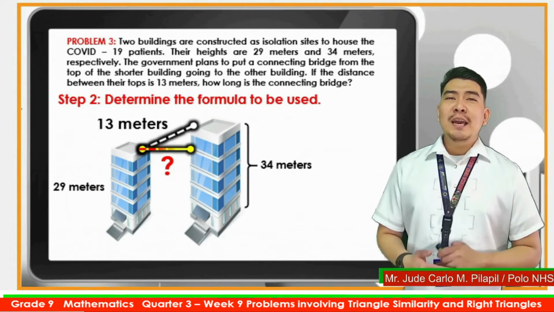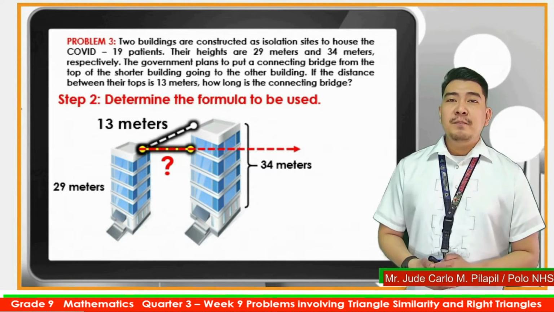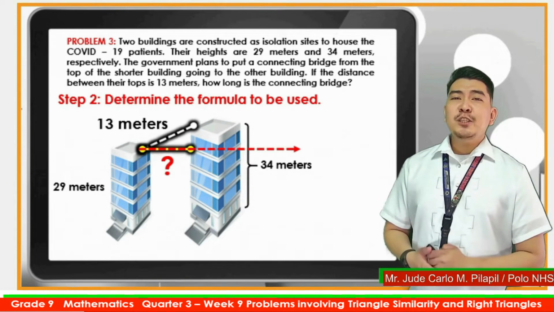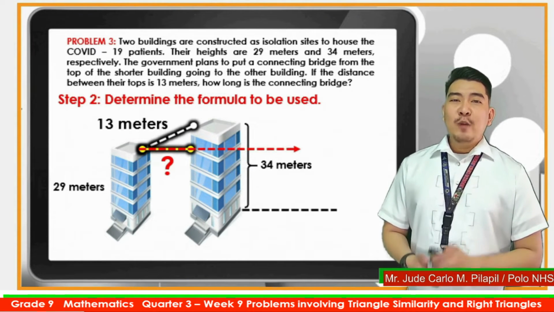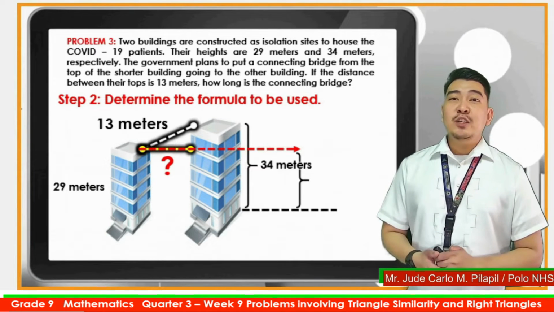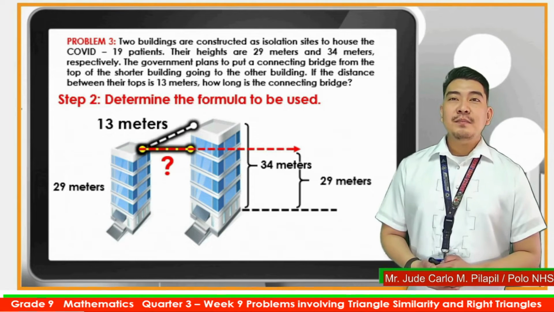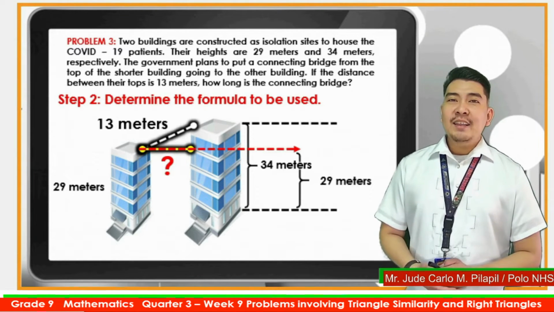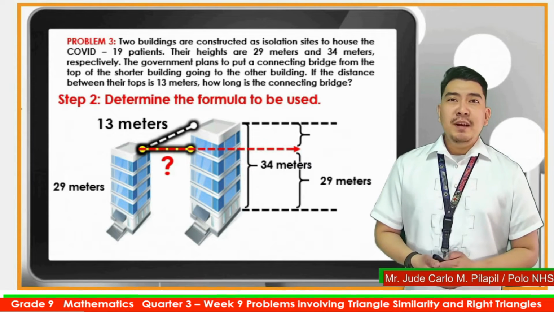Let us draw an imaginary red line on the top of the shorter building with a height of 29 meters. Considering the perspective of the taller building, the height from the ground to the red line is the same as the height of the shorter building. That is 29 meters. What is the height of the remaining portion of the 34-meter high building?